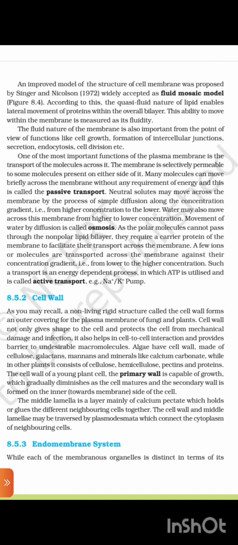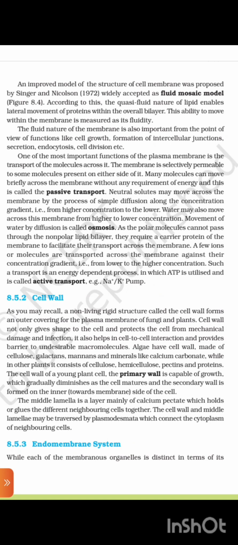Movement of water by diffusion is called osmosis. As polar molecules cannot pass through the non-polar lipid bilayer, they require a carrier protein of the membrane to facilitate their transport across the membrane. A few ions or molecules are transported across the membrane against their concentration gradient, from lower to the higher concentration. Such a transport is an energy dependent process in which ATP is utilized and is called active transport. Example: Na plus K plus pump.